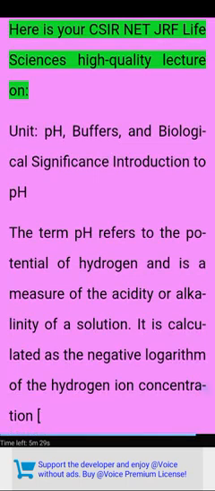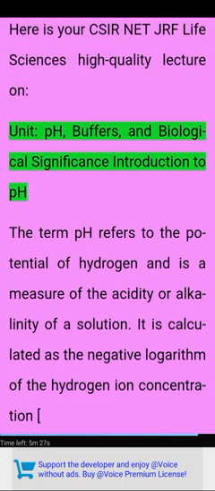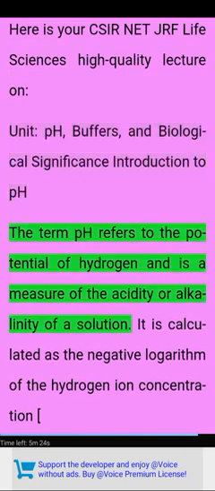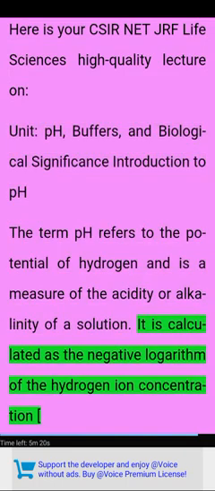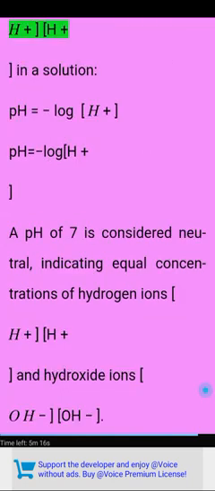Here is your CSIR NET JRF Life Sciences high-quality lecture on the unit: pH, buffers, and biological significance. Introduction to pH. The term pH refers to the potential of hydrogen and is a measure of the acidity or alkalinity of a solution. It is calculated as the negative logarithm of the hydrogen ion concentration [H+]. In a solution, pH equals minus log [H+].